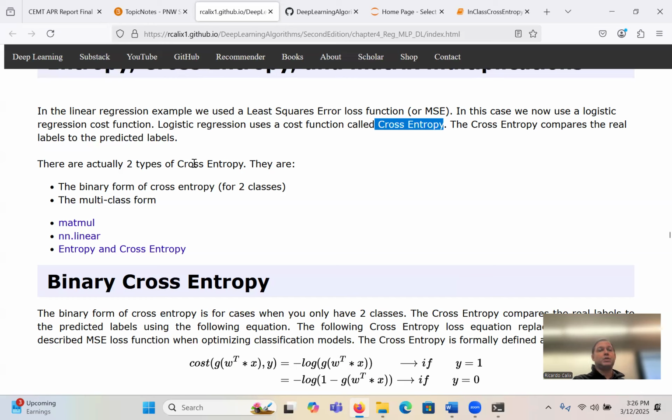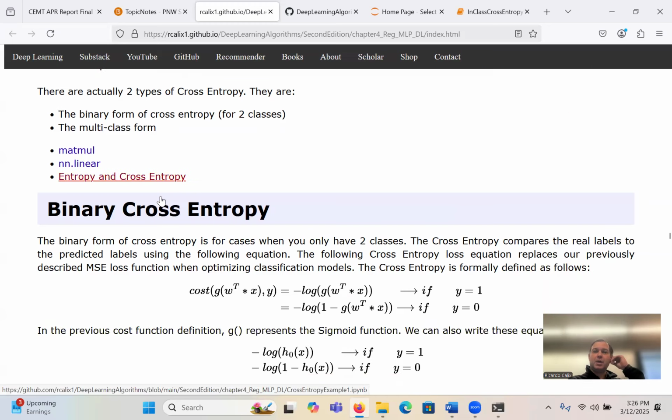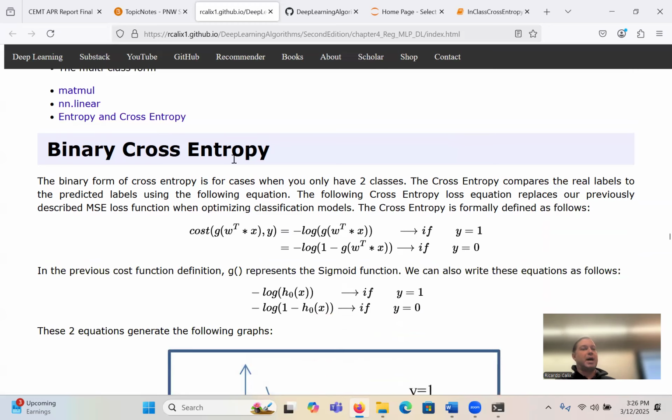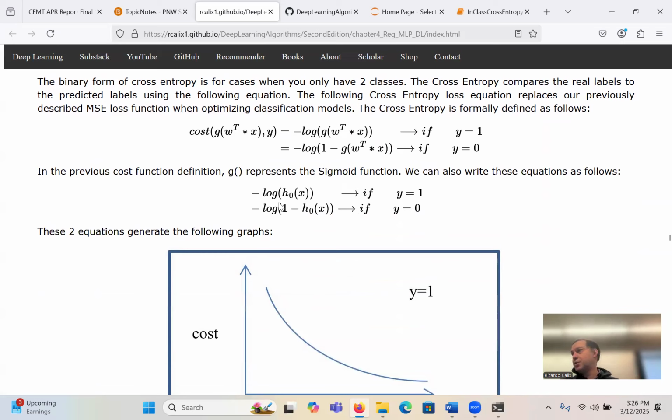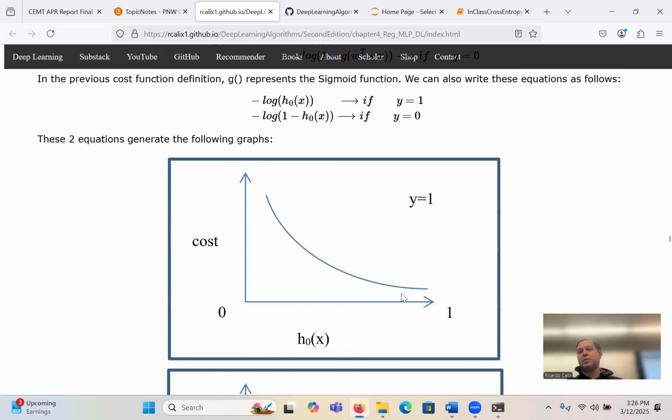There are actually two types of cross entropy. They are the binary form of the cross entropy for two classes and the multi-class cross entropy. So I just described the binary in the previous Jupyter notebook. This is just another way of describing it. The graphs are a little bit better, but it's essentially the same thing.